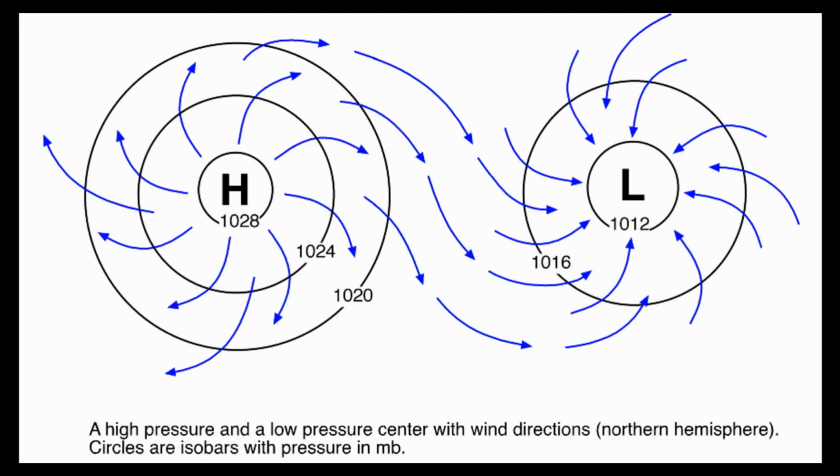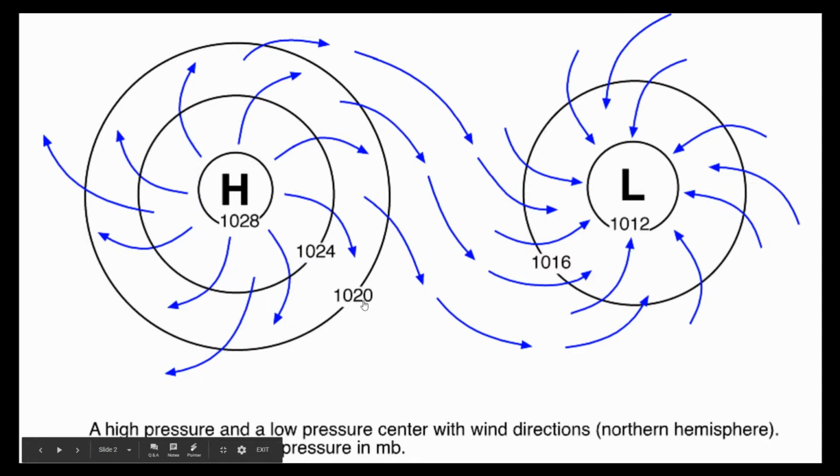Here's a picture depicting the circulation around high and low pressure systems. This is a surface map, so we're looking down, bird's eye view, on the surface of the Earth, and they've actually thrown in a few isobars here. Here's the 1028 millibar isobar, 1024, 1020.